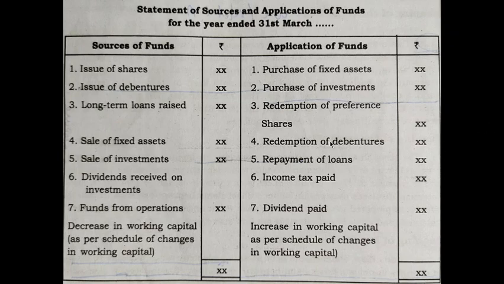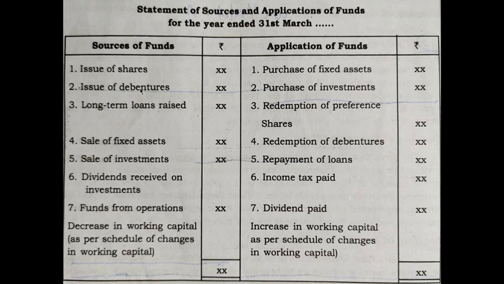Next one, redemption of preference shares. Sometimes you may redeem or pay back the preference shares to its preference shareholders. For paying back, you need cash. So you spend cash for redeeming those liabilities. So your cash balance is decreased. So it is considered as an application of fund. Next one, redemption of debentures.